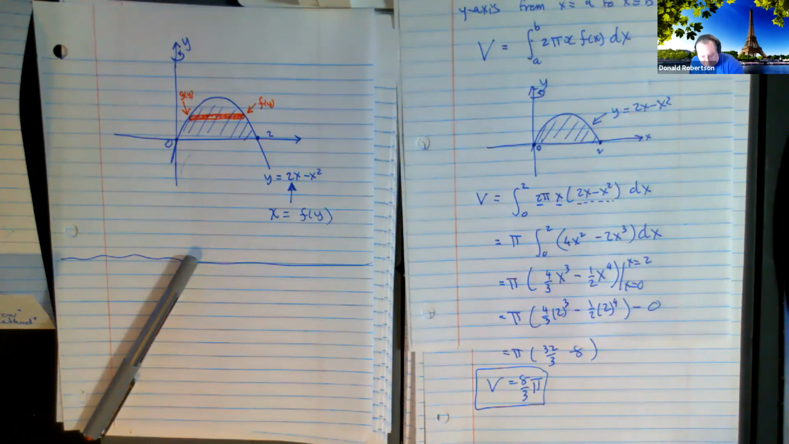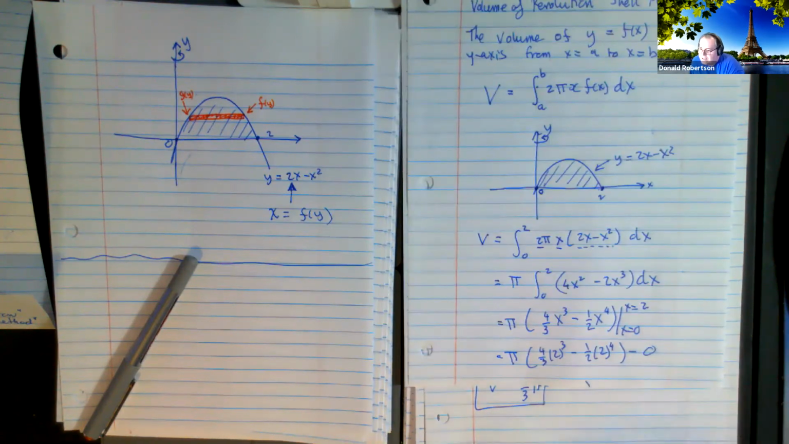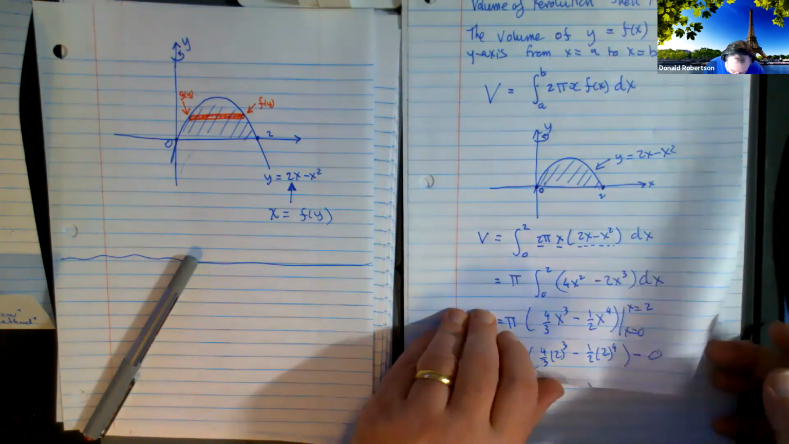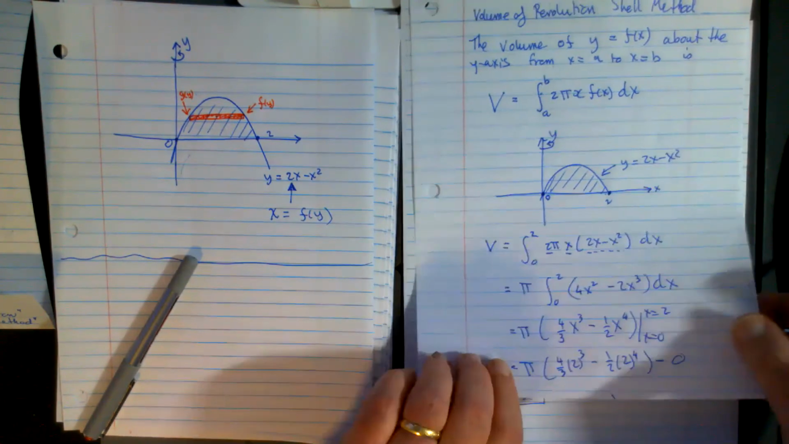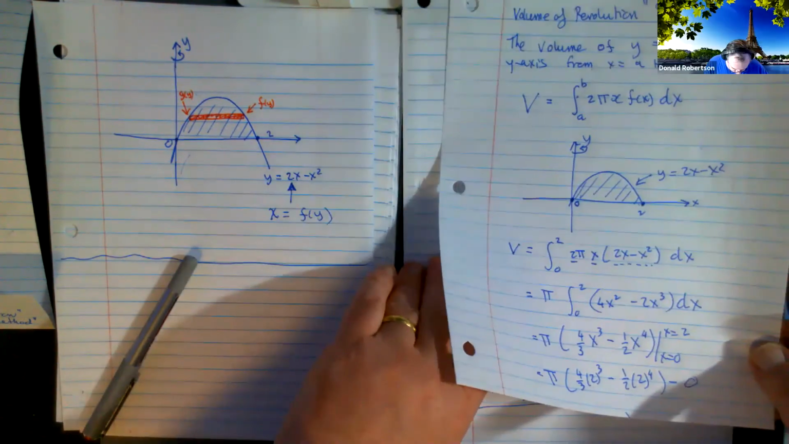Are we pretty comfortable about how to rotate a shape about the y-axis then? It's 2 pi x f of x. There is a long-winded proof to that, but you can look that up yourself. Question, what have you got?